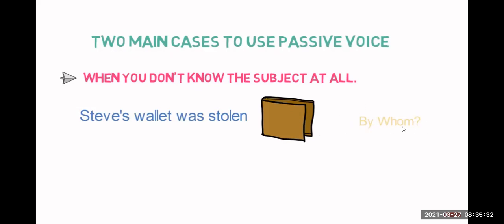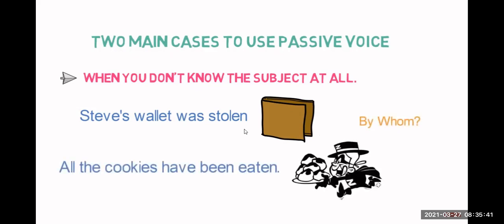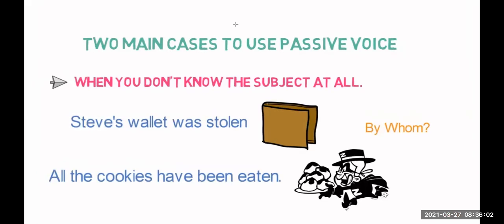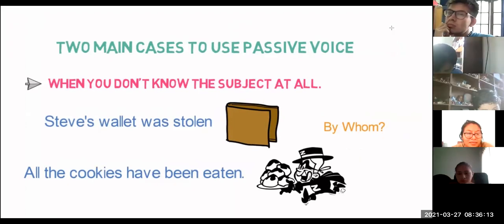We don't know by whom. Who did this? We don't know, right? So we don't know the subject at all. Another example: all the cookies have been eaten. We don't know who was the person who ate the cookies. Okay? So I want you to recognize the tense of these two sentences. What is the tense in the first one? What is the tense in the first sentence? ¿Cuál es el tiempo gramatical?